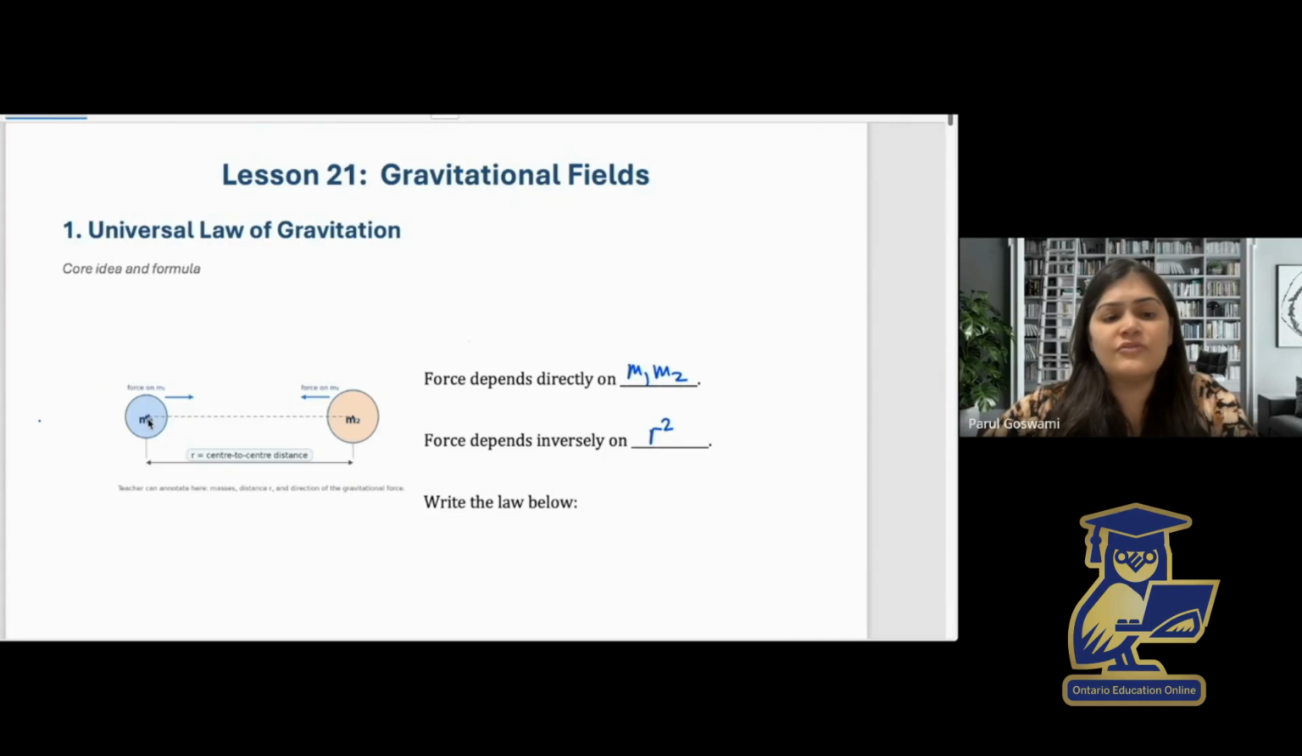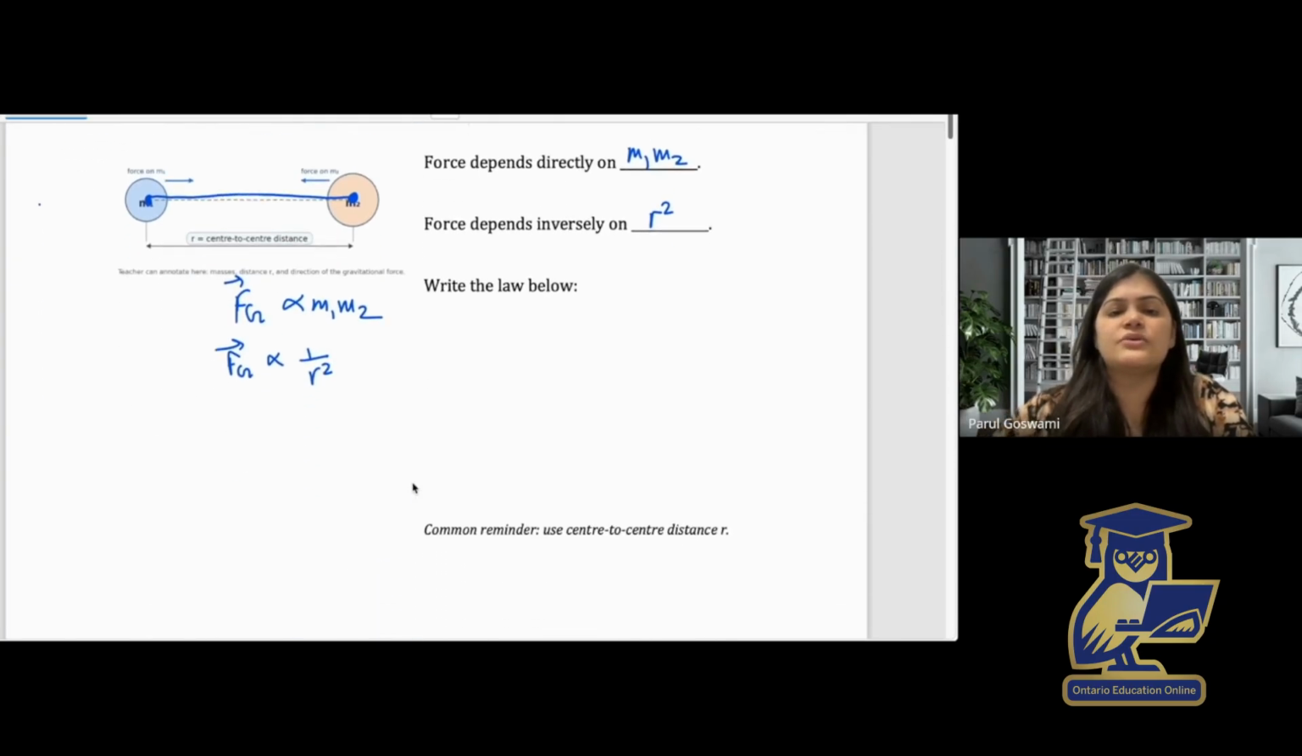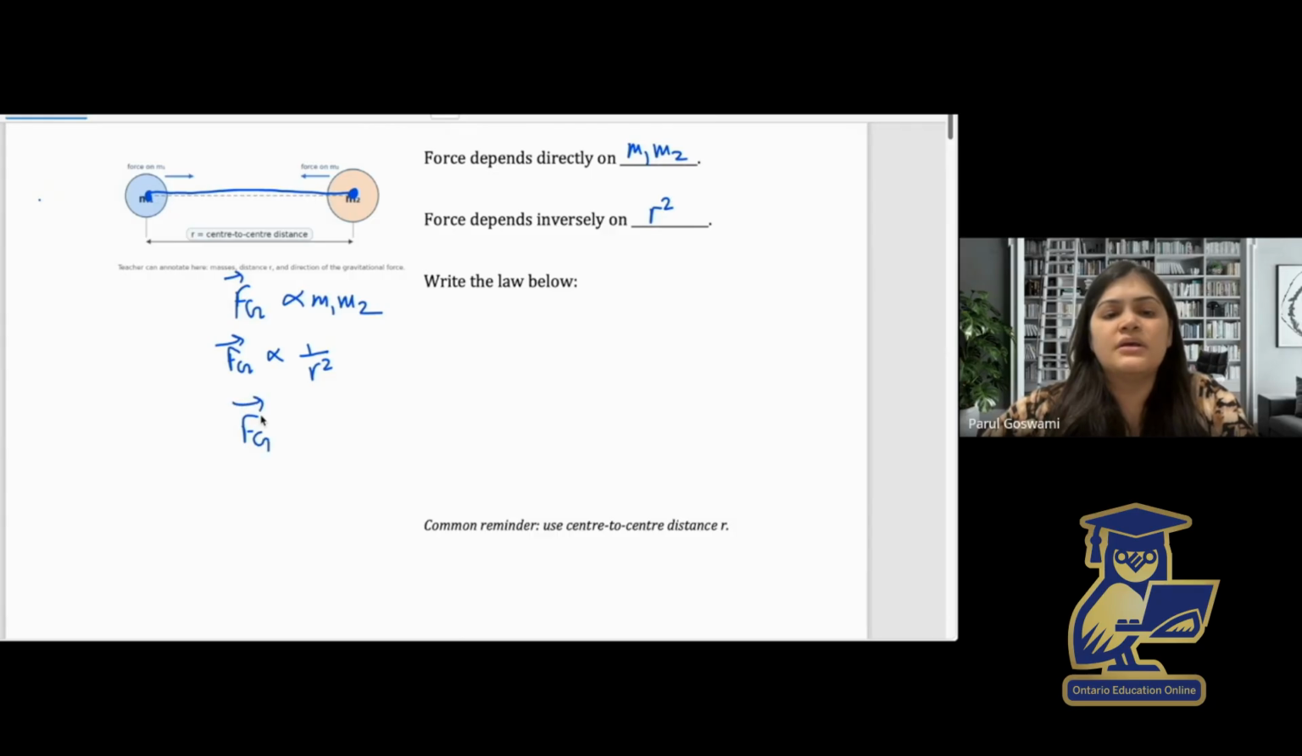As you can see, we have to mark the distance between the centers. This is the center of object 1, this is the center of object 2, and this line joining the centers would be the distance under consideration. This force depends inversely on the square of this distance. This distance is r, so it will depend inversely on r squared. So the law becomes Fg is directly proportional to m1 m2, and Fg is inversely proportional to r squared. Now on combining these two, we get Fg is proportional to m1 m2 by r squared.